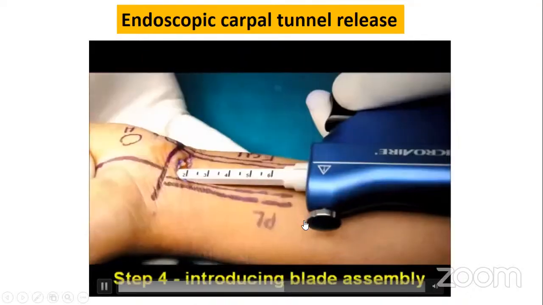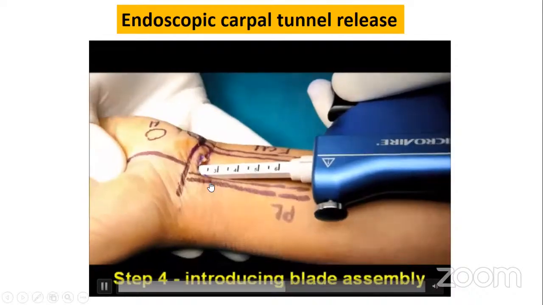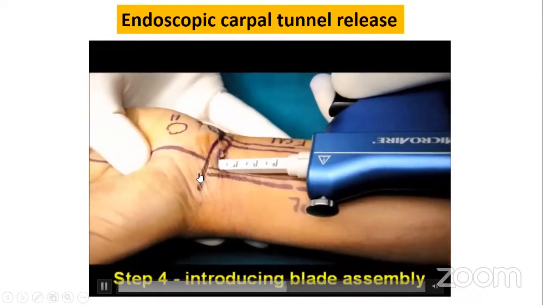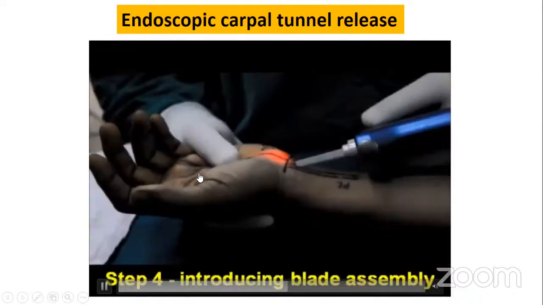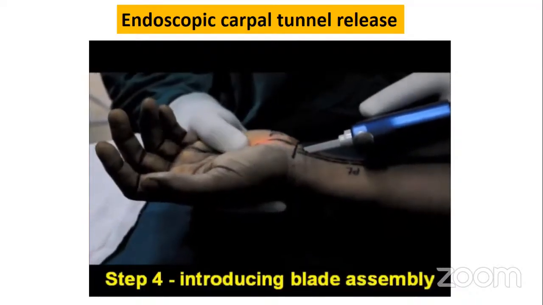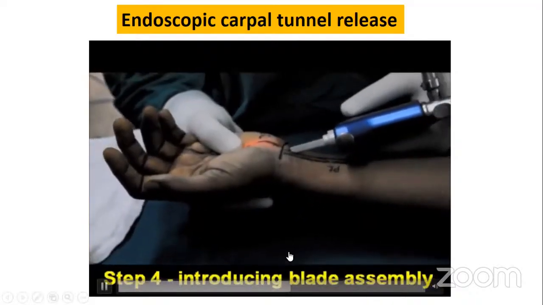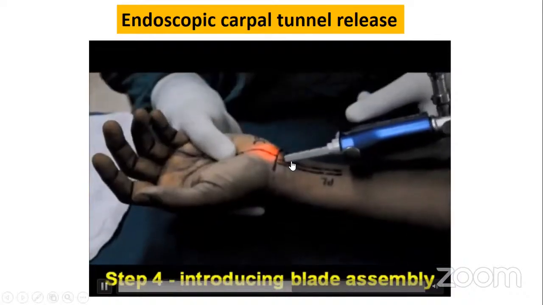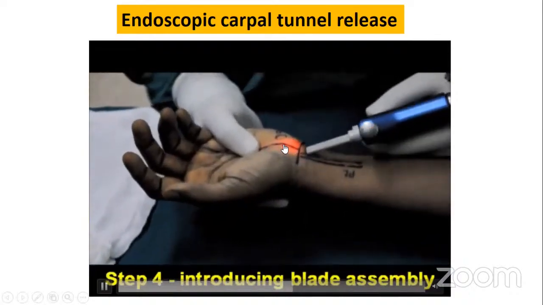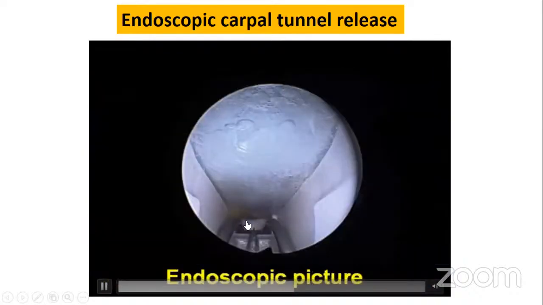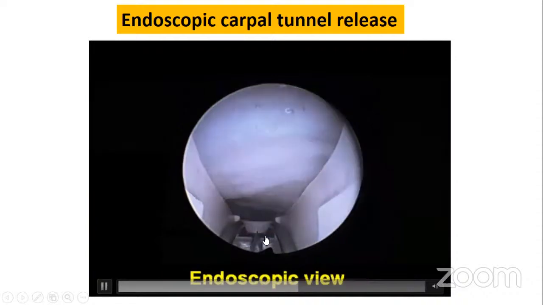And once that's done, then you introduce the blade into this. It should go smoothly. If there's very much tightness, you need to abort the procedure. Don't push it and force it there. You might cause damage to the nerve. So basically it's lying above the nerve here. Okay, and once you go in, this is the endoscopic picture you see. This is the transverse carpal ligament. The scope is above the nerve, so you're protecting the nerve completely.